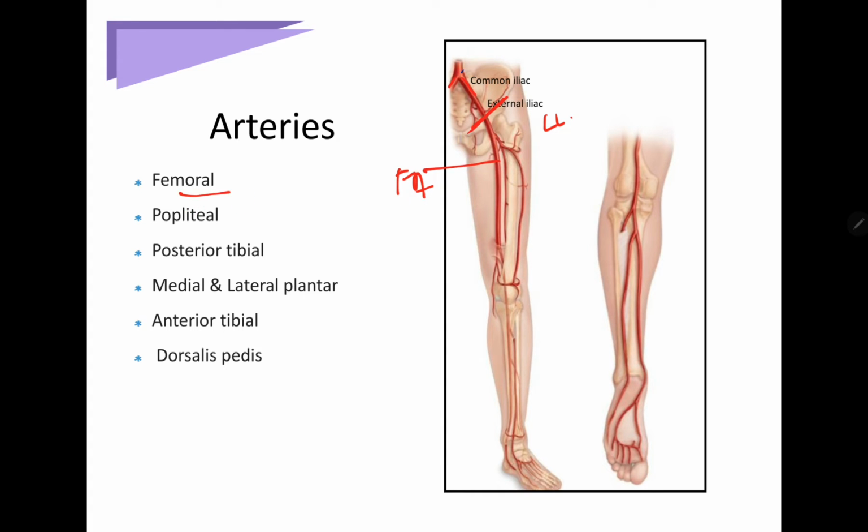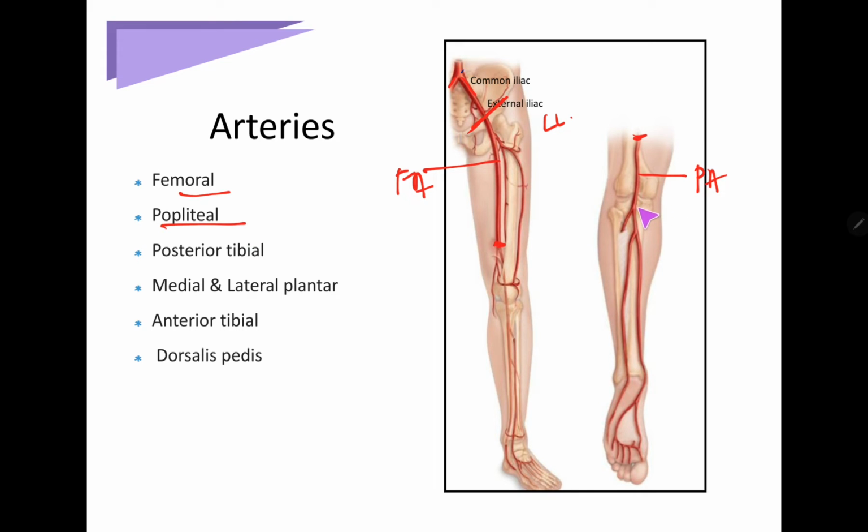This femoral artery descends downwards, first passing through the femoral triangle, then into the Hunter's canal. Then it pierces the deep fascia to reach the posterior aspect of the thigh. Thereon, it descends as the popliteal artery.